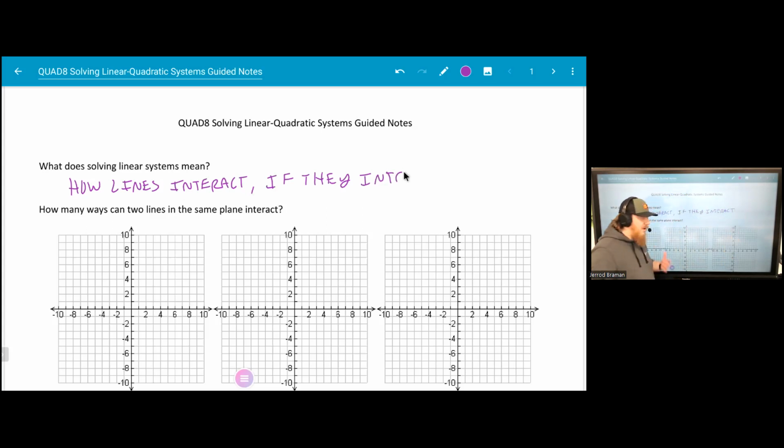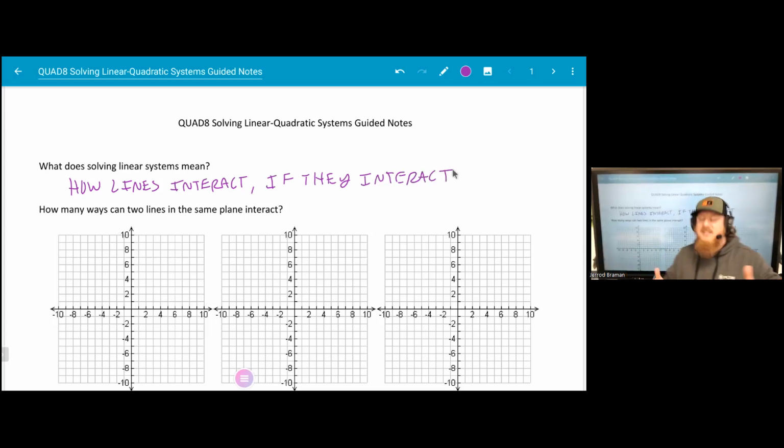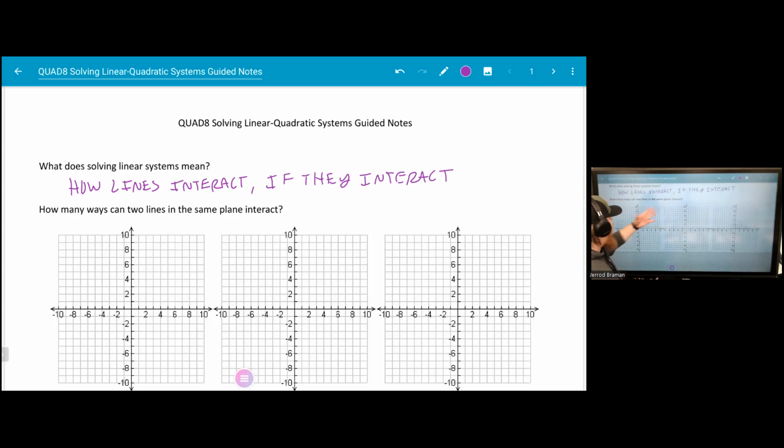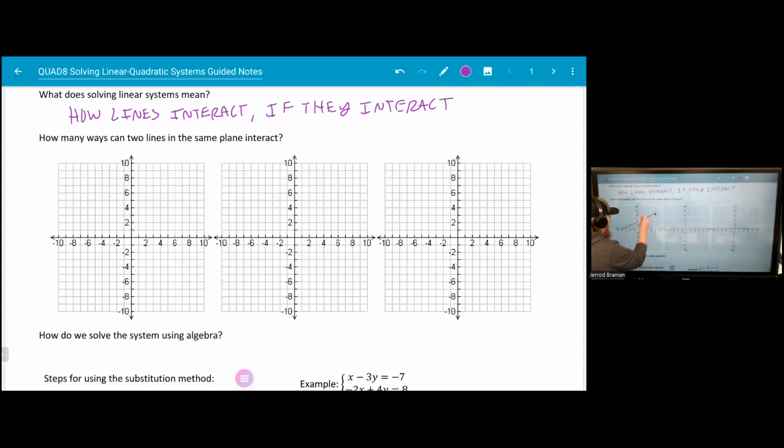All right. In other words, what we're trying to do is, let's go with just two lines. I've got two lines. I want to see if they cross, where do they cross? Or if they don't cross, or maybe there's one other option. So how do two lines in the same plane interact? Well, they could be two different lines, and I could have one solution right here where they cross.